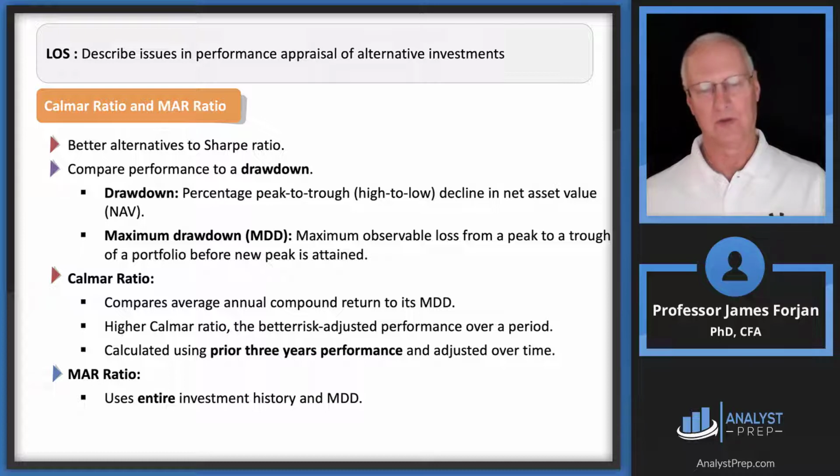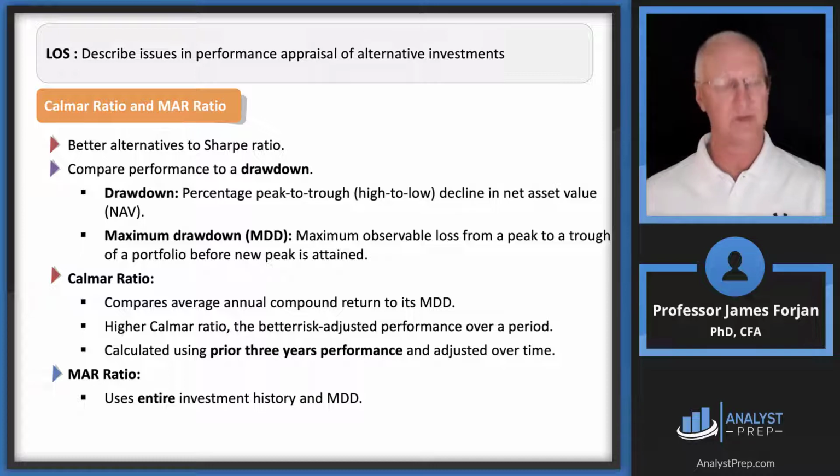So then we ask ourselves the question, boy, can we get even more unique and specific in this alternative investment performance measure? And of course, we'll go to the Calmar ratio, which is short for California. This was developed by a manager in California. And then the managed account reports, that's the MAR part of the ratio. So these are considered to be better alternatives.